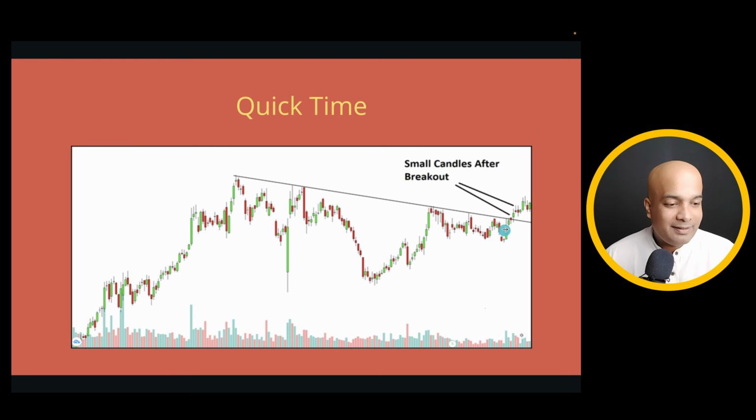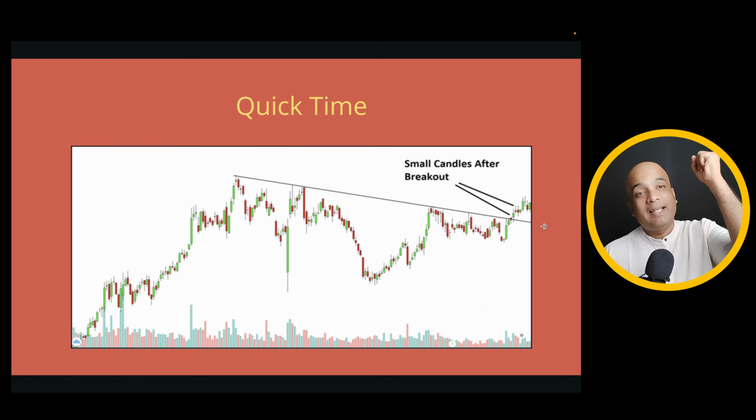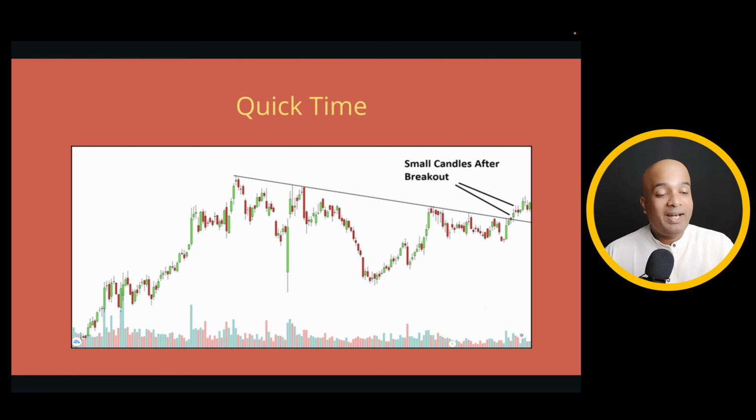Price started trading above the resistance trend line with small candles, right? See, a big breakout candle indicates the power of smart money, whereas small candles after the breakout indicate the absence of the participation of smart money, isn't it? Let me repeat once again.